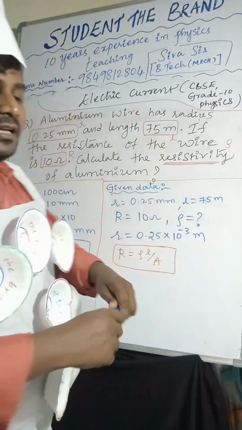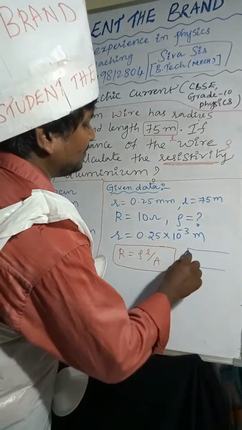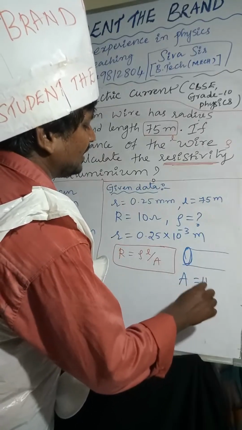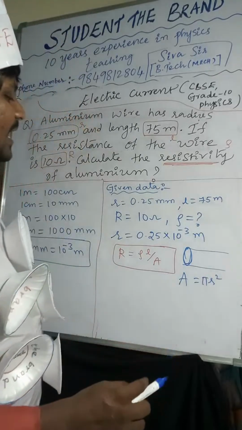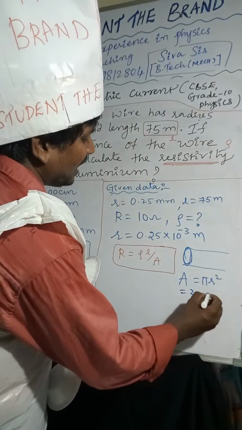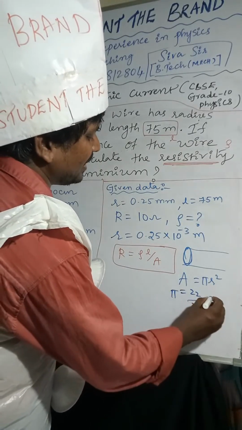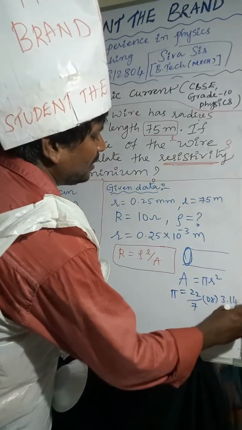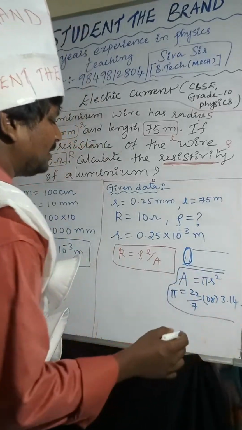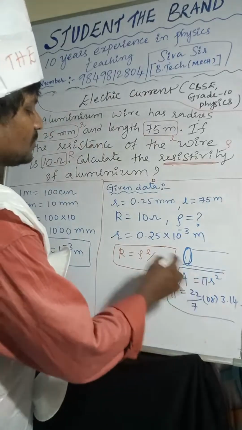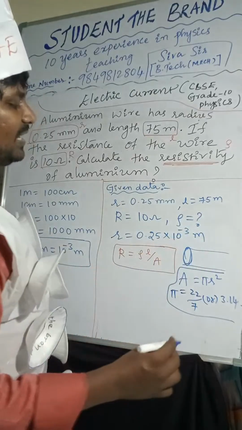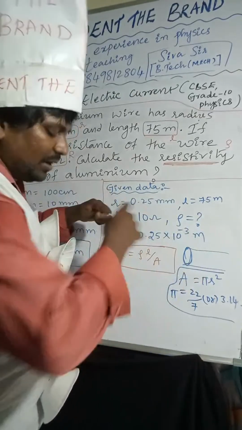So we have an idea. The current will pass through the conductor, so this area of the cross section is nothing but a circle. That is pi r square. You can take the pi value as 22 by 7 or 3.14, any value you can consider. Substitute the values. So pi r square, the r value is given. We can also write the r value as 25 into 10 power minus 5.